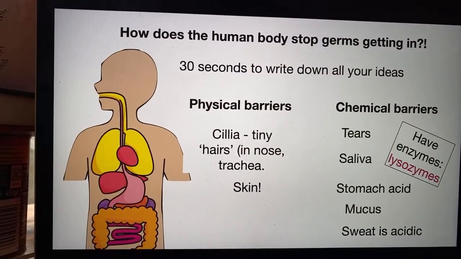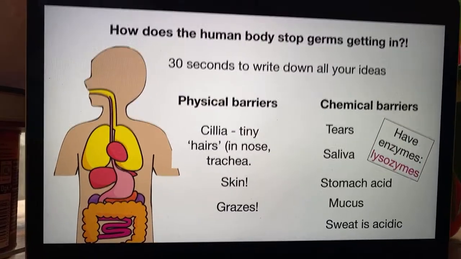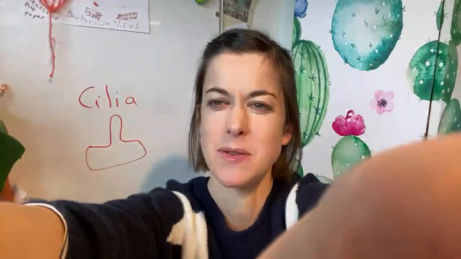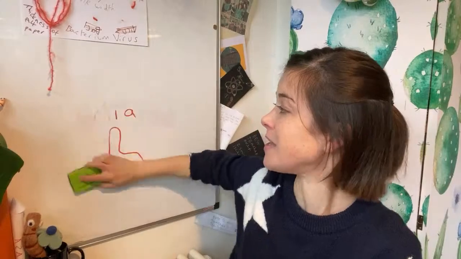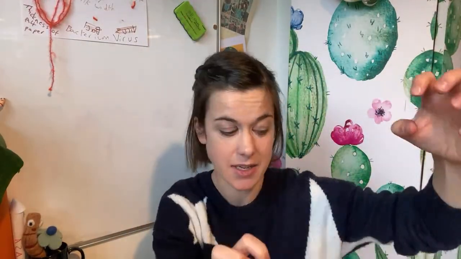Let's go through the last of the physical barriers. Your skin, as we've said, and grazes as well. Grazes are a fabulous physical barrier. I won't go into it too much because this isn't a lesson on blood, but your blood has got white blood cells in it, which attack germs. We'll look at those next week. It's got red blood cells in it, which carry oxygen around your body, also very useful.